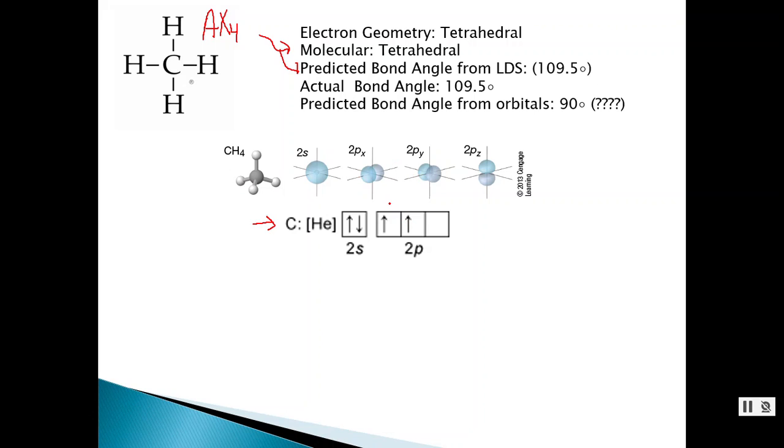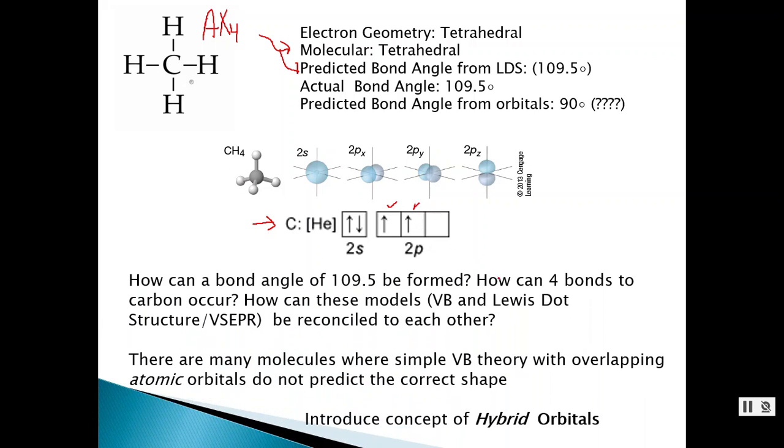Looking at just the atomic orbitals for carbon, carbon has 2 2p orbitals where some overlap could occur, but then it has a third p orbital that's completely empty. So how can 4 bonds to carbon occur? How can we get a bond angle of 109.5? Specifically, when you look at the orientations of the p orbitals, they're all 90 degrees to each other in these cartoons. So how can we reconcile valence bond and Lewis dot structure, or that VSEPR AXE notation? How can we reconcile them to each other?